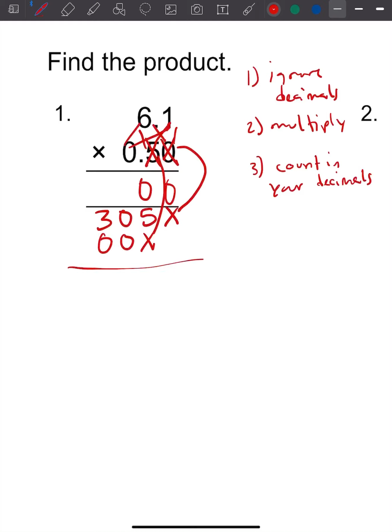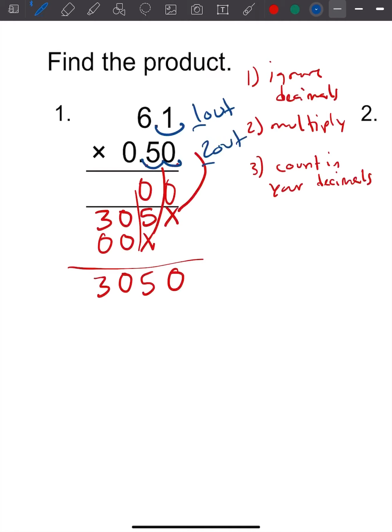Now we're going to add everything. 0, 5, 0, and 3. Okay, we're not done. Let's count out our decimals. Let me erase this because it looks super messy, so you can see our decimals. 1 out, 1, 2 out. Guys, what's 1 plus 2? 3. So 3 are going to come back in, right? 1, 2, and 3. And that's going to be our answer.